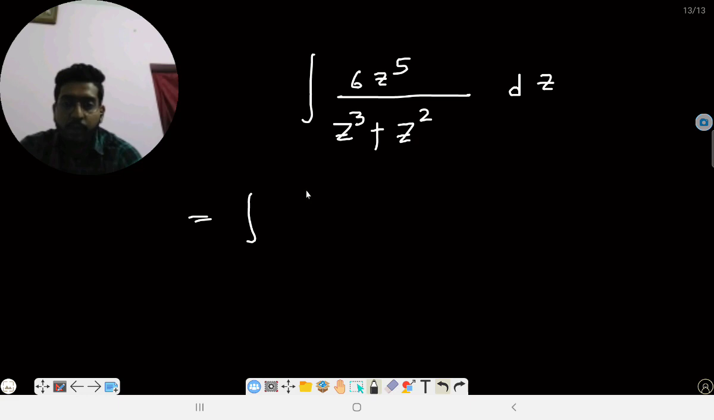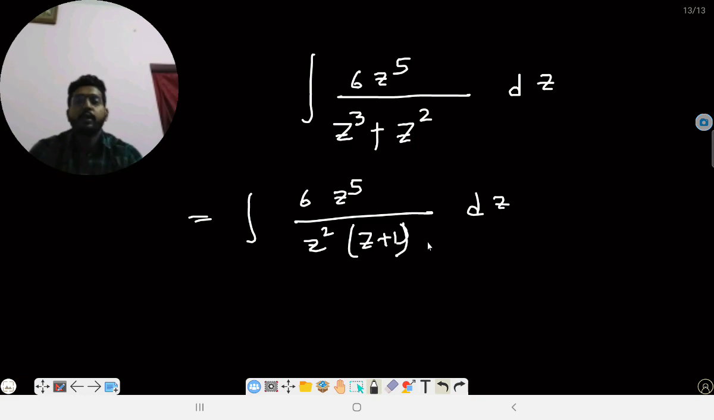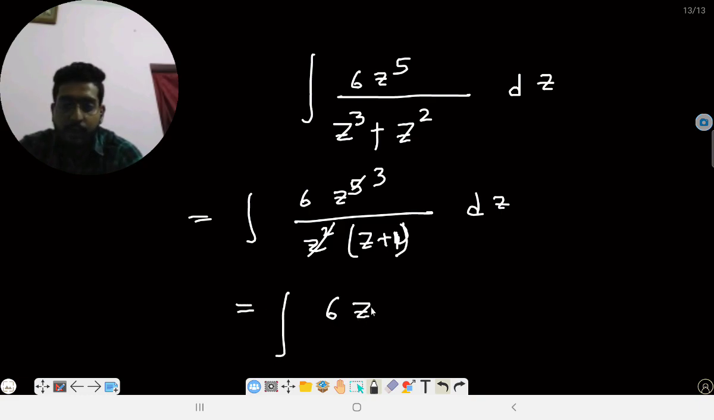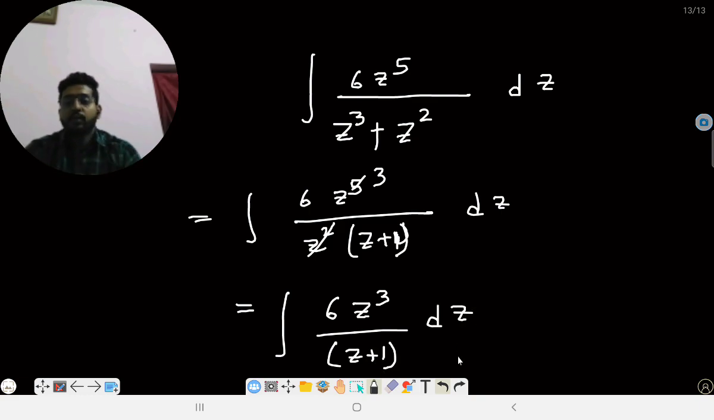Now from the denominator, if I take z square, it will become z plus 1 dz, like this. Okay, so from the denominator, if I take z square, it will become z plus 1, this is z plus 1, and this will be dz. So here z square and z to the power 5 will be cancelled out, so that will become 6z cube divided by z plus 1 dz, like this.